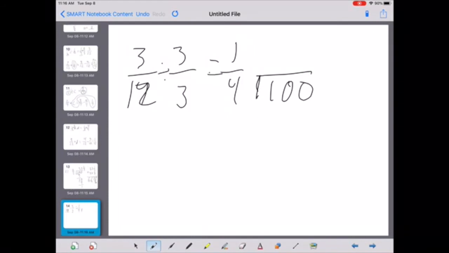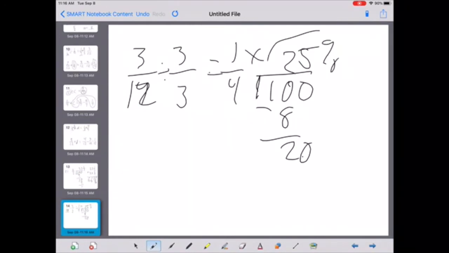Now that I have 1/4, guys, it's a lot easier division. 4 goes into 100, what percent? 4 goes into 10 twice. 8, subtract 2, bring down the 0. 4 goes into 20 5 times. 25 times my numerator 1 stays 25. So my answer is 25%.